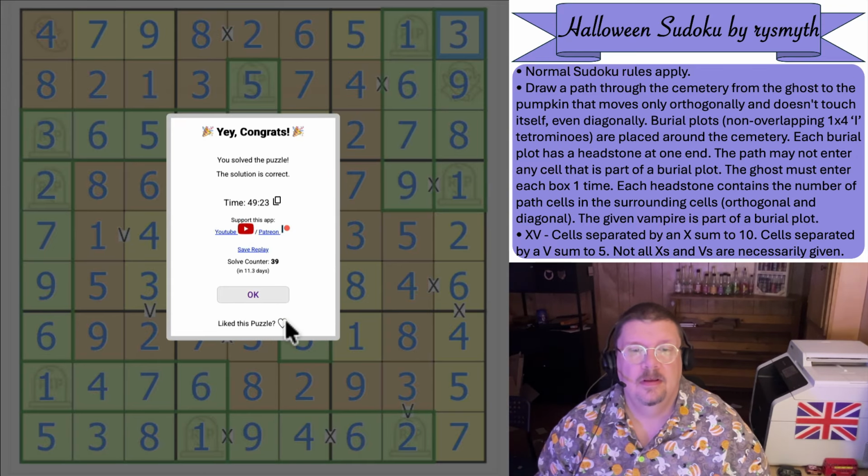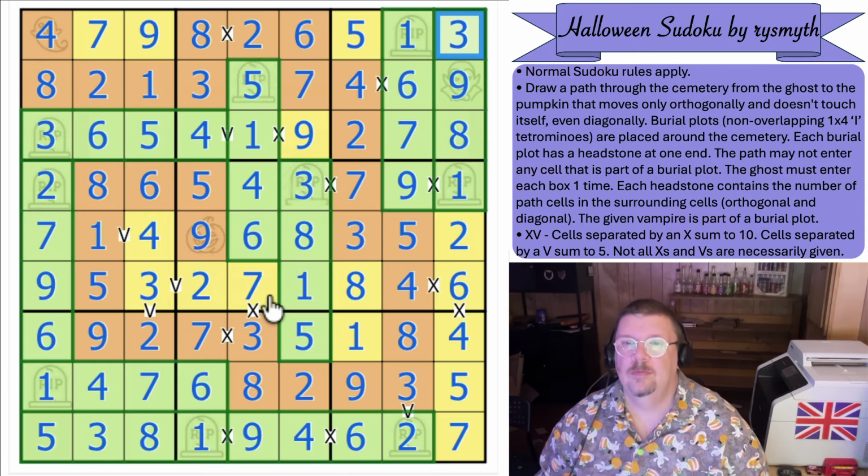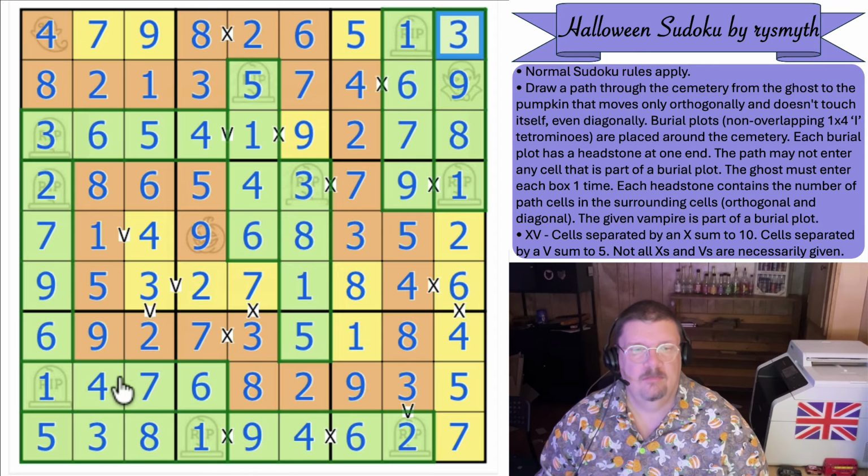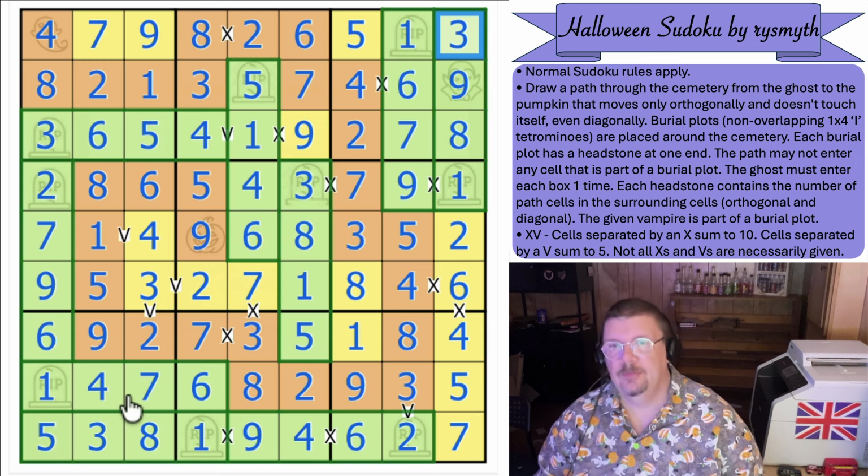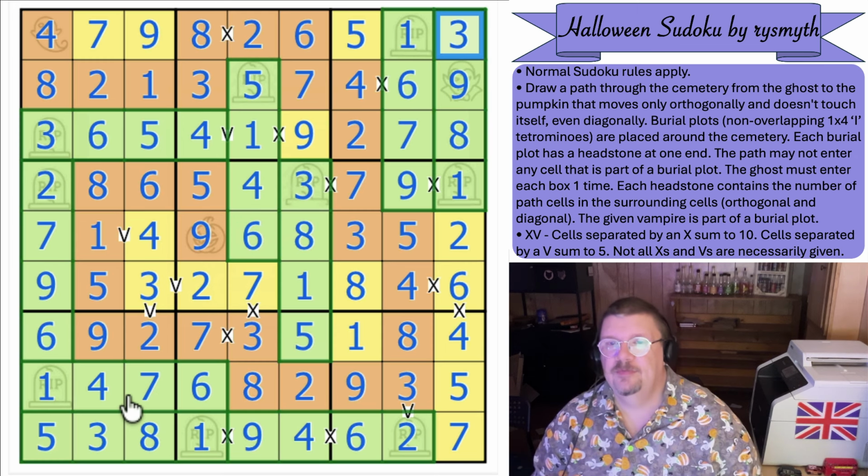And that was a delightful little puzzle, if a little more challenging. It would have helped if I had remembered about the grave plots. But I figured it out eventually. So thank you for the super fun puzzle.